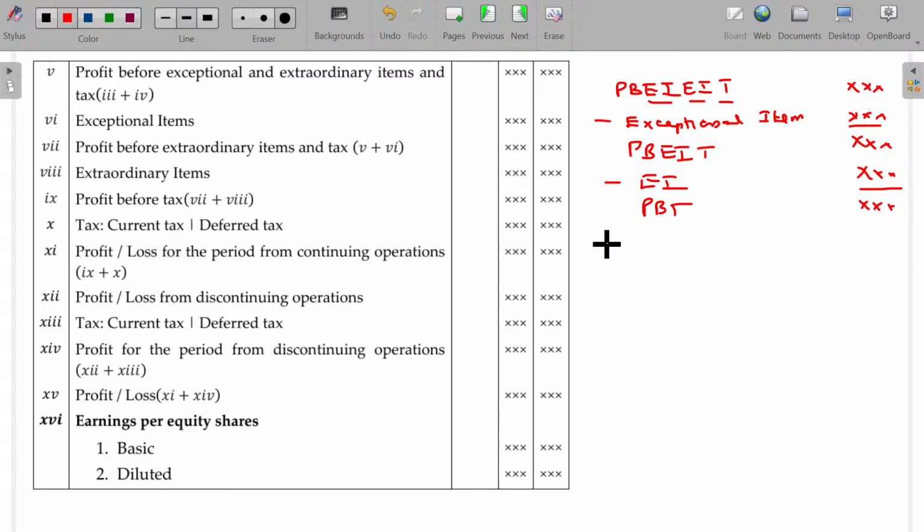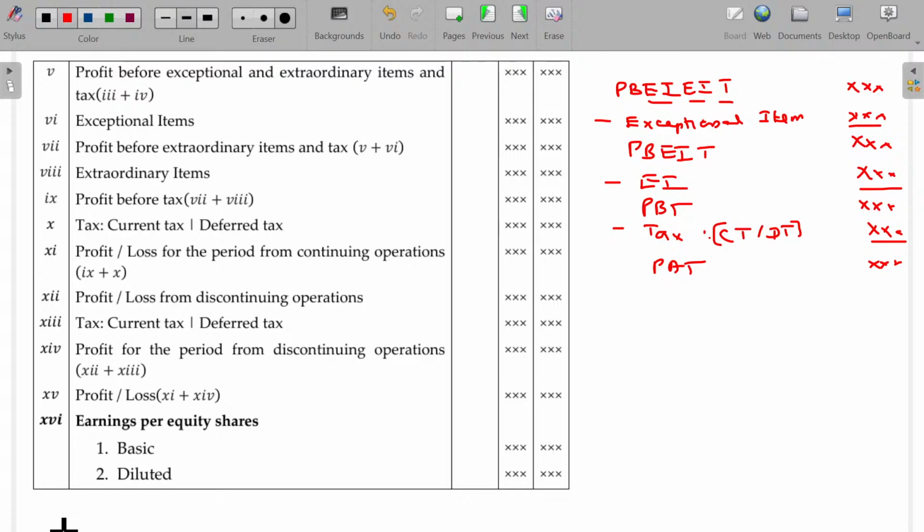Then you have to subtract tax. The tax may be current tax and deferred tax. Deferred tax liabilities and asset, you have to adjust that. You'll get what? Profit after tax. Hope you'll be now able to understand this one easily. So instead of profit before tax, we have two more elements here. One is exceptional item, another one is extraordinary item. So profit before exceptional item, extraordinary item, and the tax is calculated.